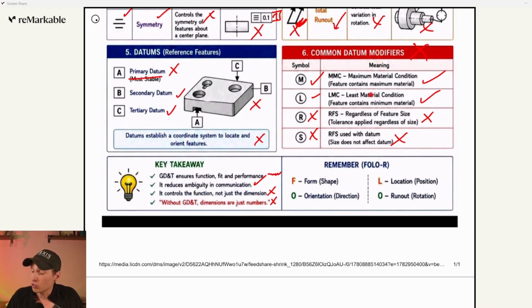And then remember follow, R, form, shape, orientation, direction, location, L, and then O is runout. And then we skip profile. Don't remember follow R. This gets a big X. So overall, this gets a 0 out of 10.